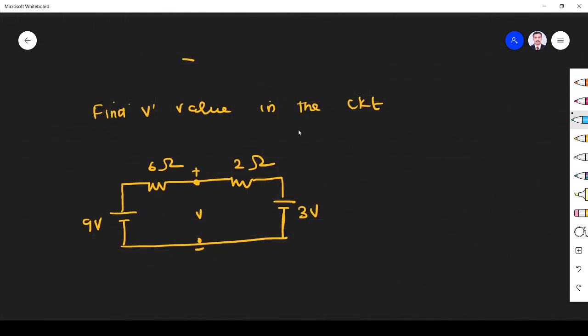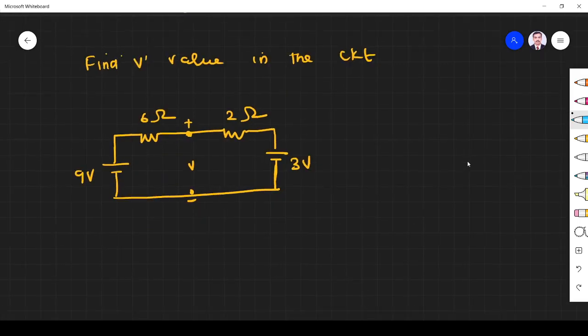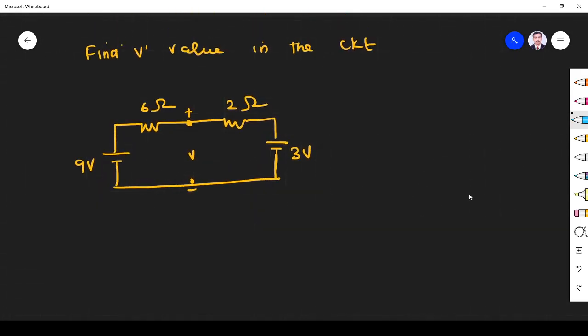Find the V value in the circuit. So we have to find this. So again, we write KVL. That is simple. So let us assume current is flowing like this, and here, and here. So we start from here. Here current enters through the negative terminal. So I put minus 9 volt.